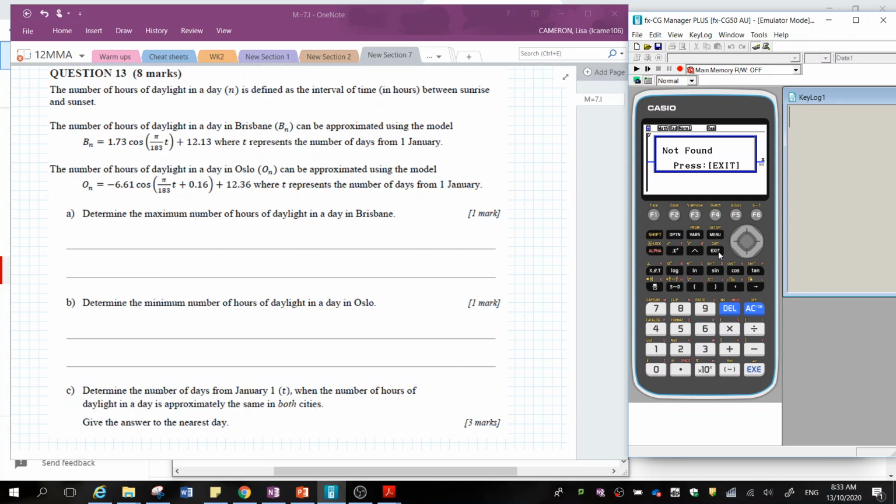Are you going to fight me? Shift, zoom, auto. Zoom out.